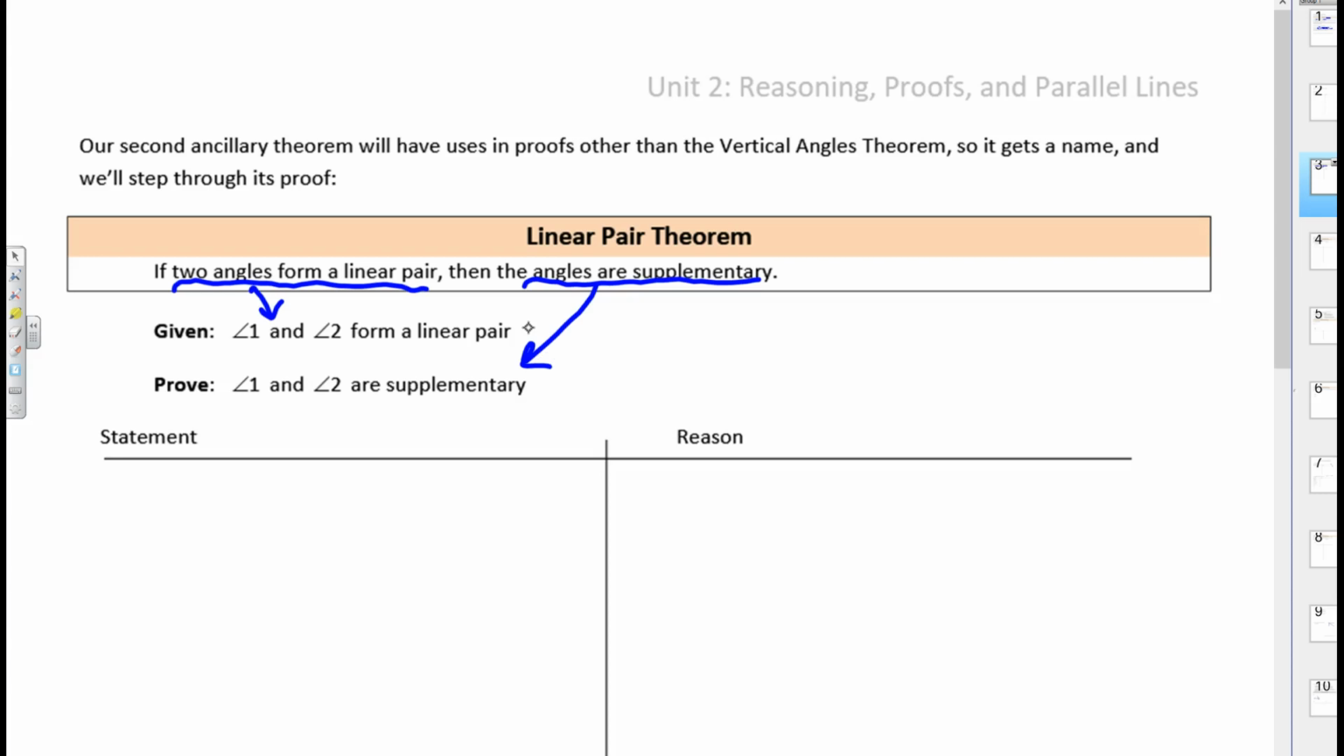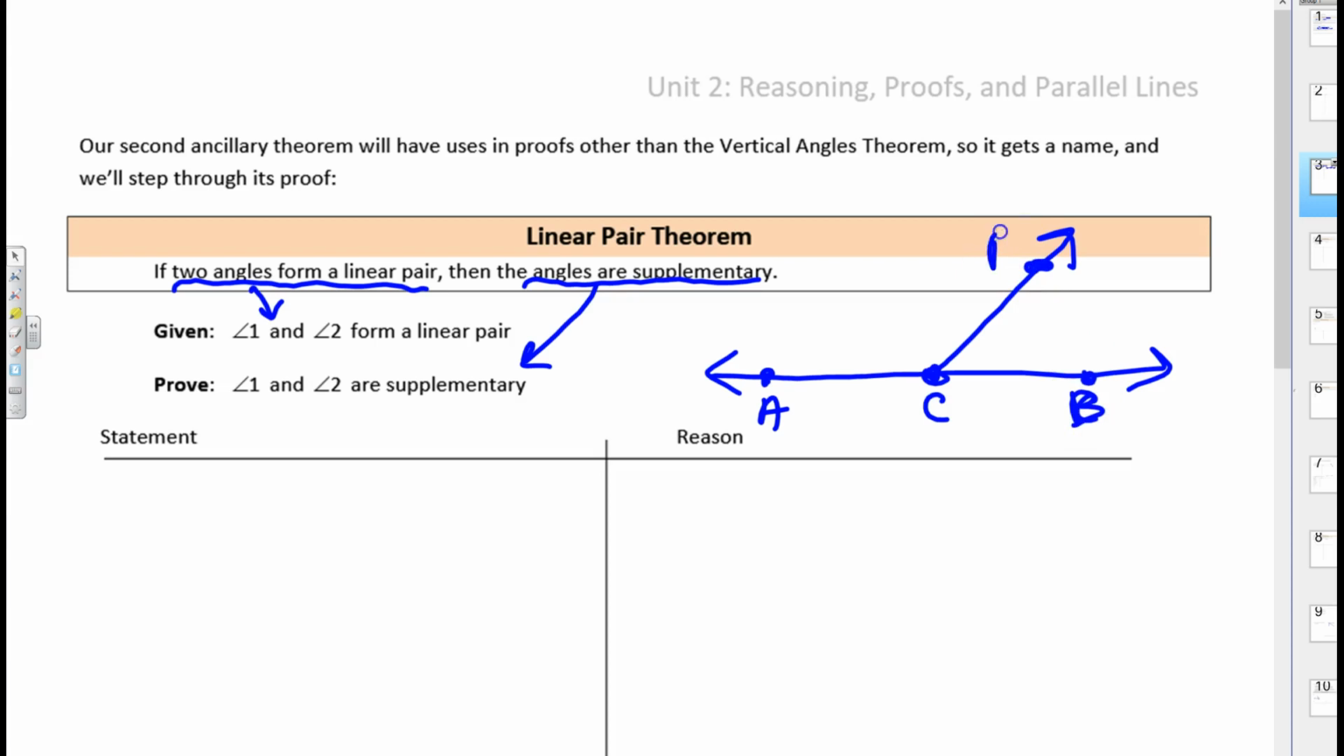Now, in order to do this, I need a robust picture to help me prove this. So I'm going to draw a really good linear pair. And I'm going to call these points A, C, B, and D, and angles 1 and 2. Now notice I have drawn a given. Angle 1 and 2 form a linear pair. I have drawn my given.